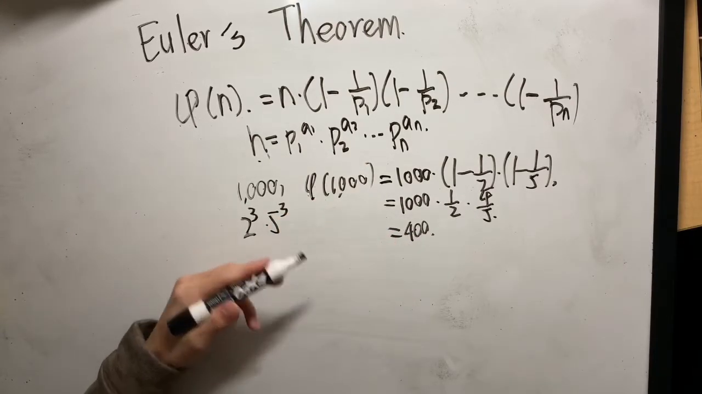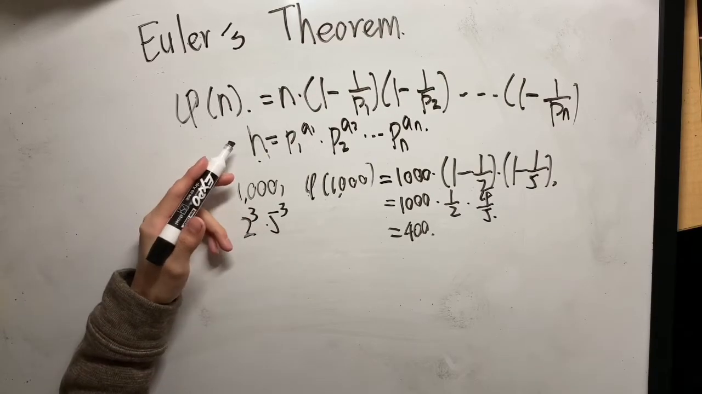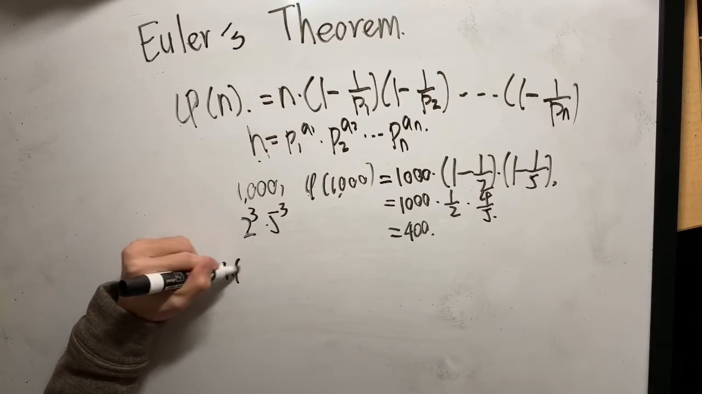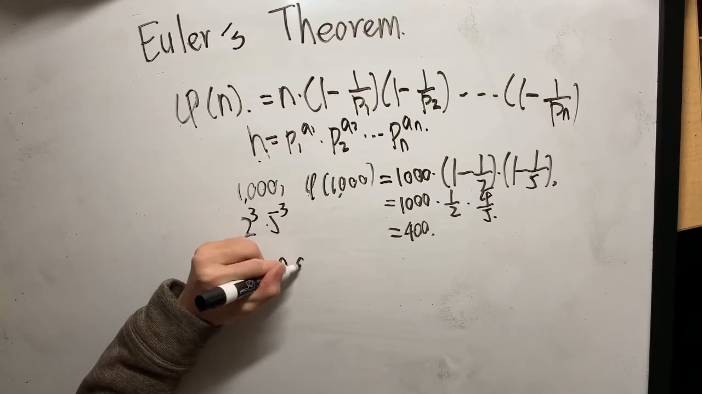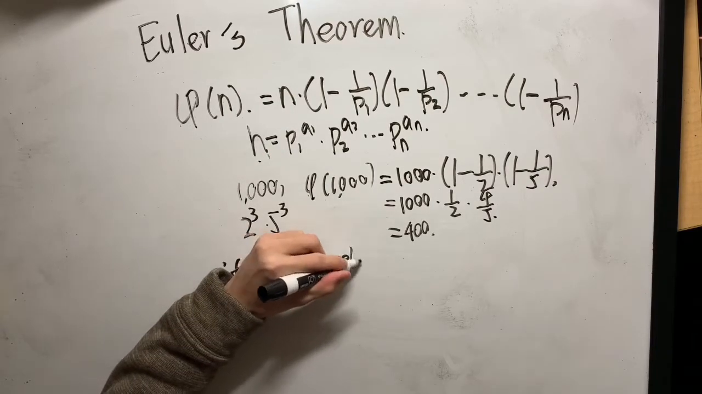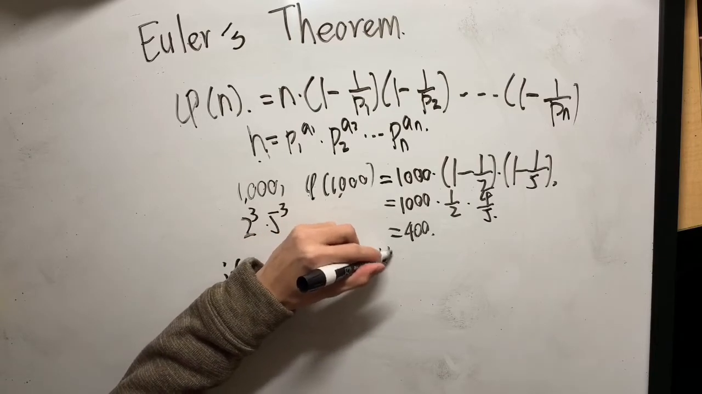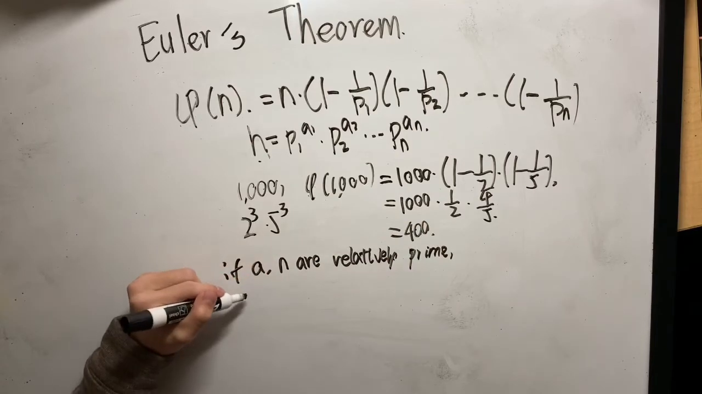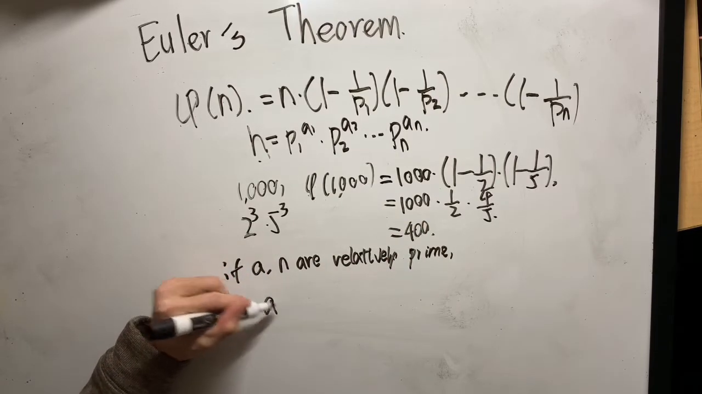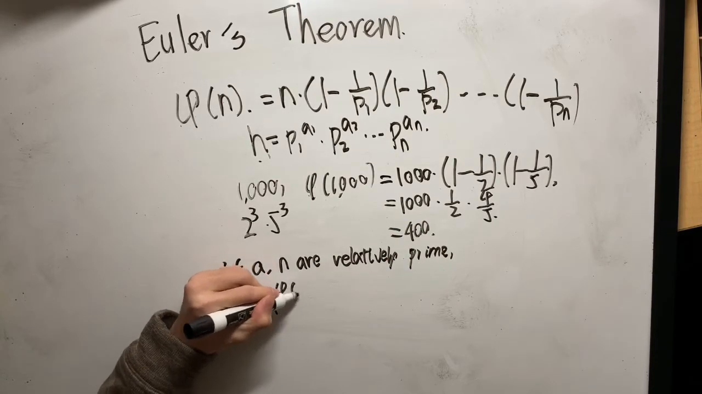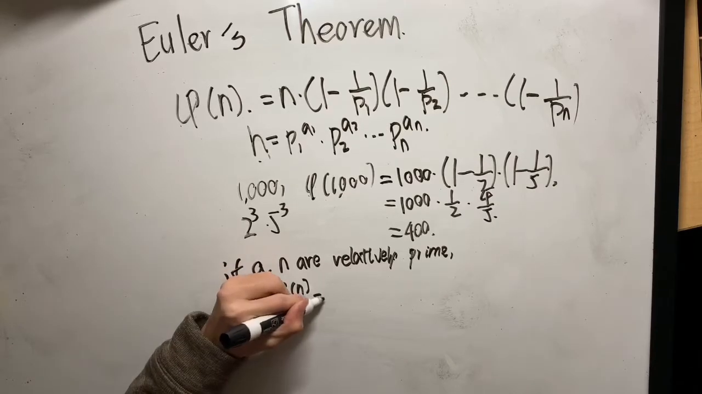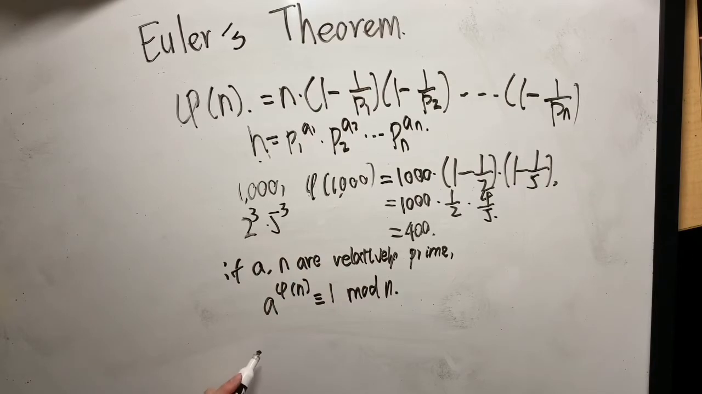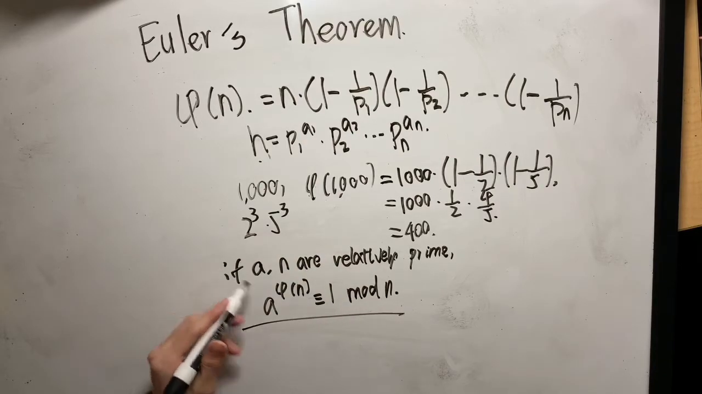The importance of phi of n is that Euler's theorem states that if a and n are relatively prime, then a to the power of phi of n is congruent to 1 mod n. So that's Euler's theorem.